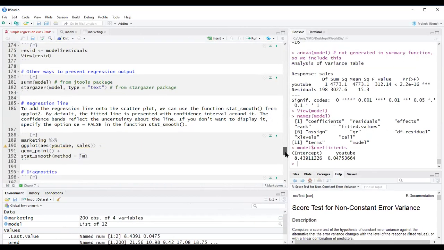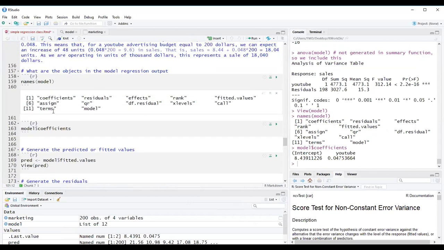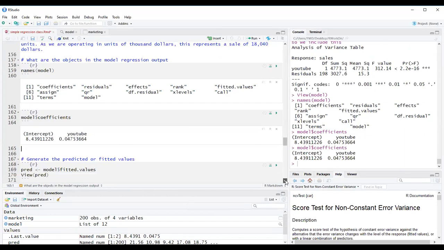This one. Okay. Then we said, let's see what's inside these coefficients. If we run this, okay, that's what's inside. The coefficients: the intercept and YouTube. Okay? What else? Let's also ask R to generate the residuals and the fitted values.